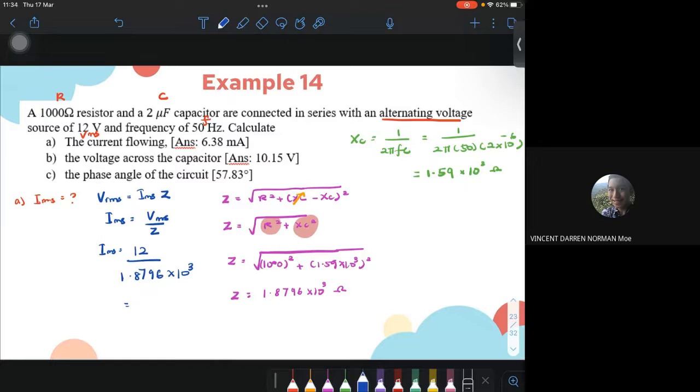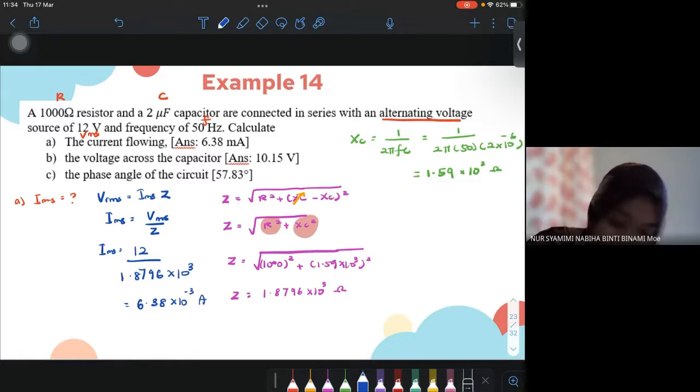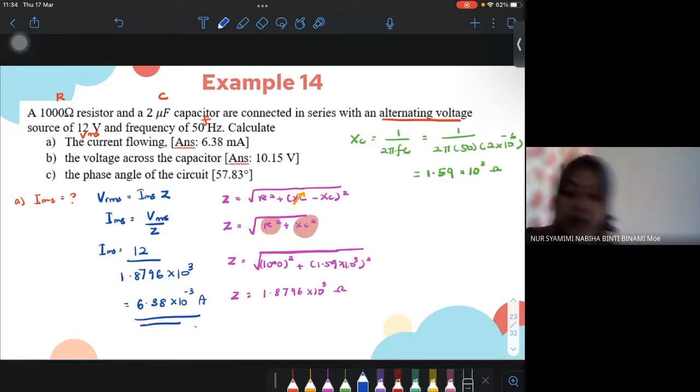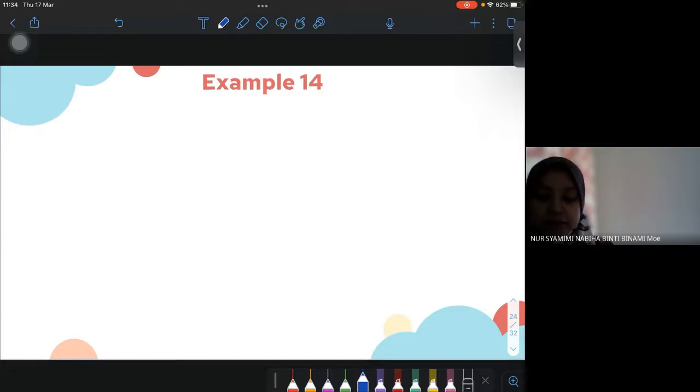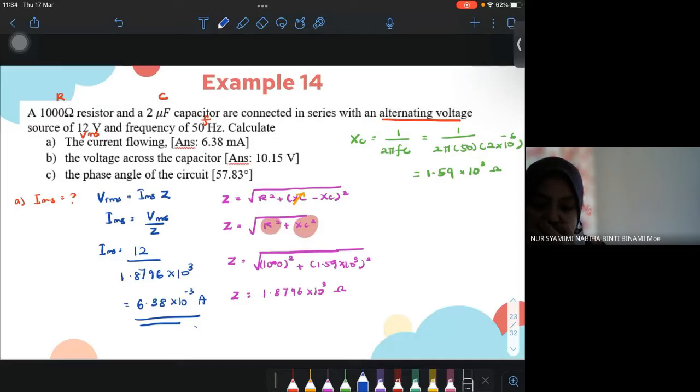-6.3 at exponent -3 ampere. 6.3 and exponent of 3 ampere. Very good. Right. Itu untuk A. Okay. For B, the voltage across the capacitor.